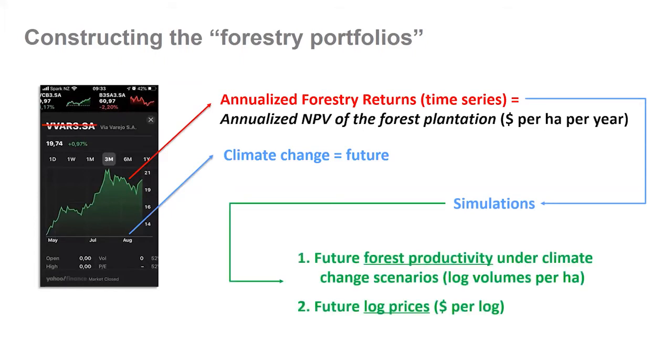So to be able to simulate these returns into the future, we obviously need to apply some simulation methods. And our simulations are basically based on two components. One is the future forest productivity under climate change scenarios. We're talking about log volumes per hectare, as well as future log prices. So price per log. Okay, we're gonna put all this information together in order to construct this annualized forestry returns time series, and then we're gonna use them to construct the portfolios.